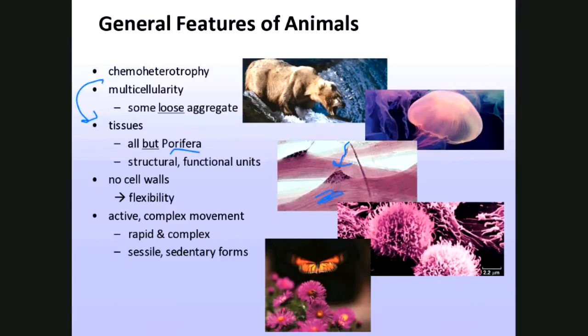But not having cell walls is nice because we're flexible. We can move around. And one of the things being flexible allows you to do is you ain't limited to how much water you can cram into your water vacuole anymore, right? You can go get water. Now, you can move fast. You can move slow. You can fly. You can swim. You can walk.